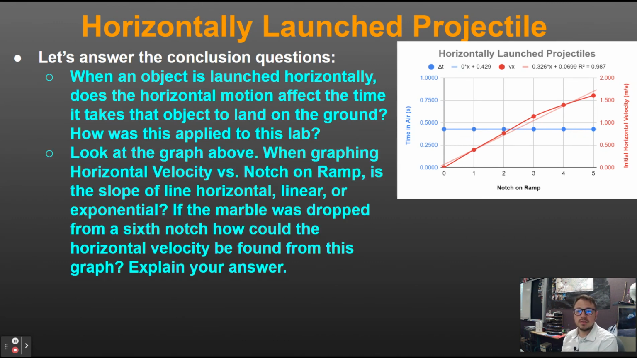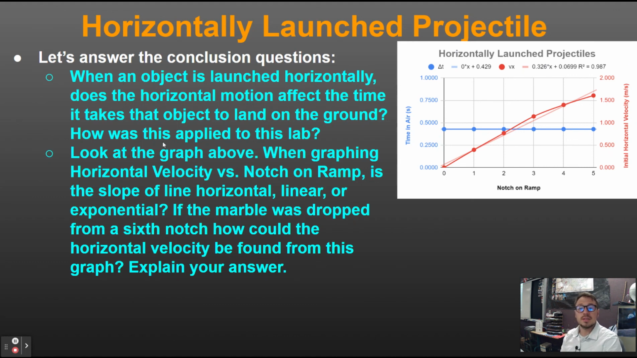Look at the graph above. When graphing the horizontal velocity versus notch on the ramp, is the slope of the line horizontal, linear, or exponential? So you can see that it's linear, right? It's about linear. I did put the r-squared value, so you can see it's pretty close to 1. So they're pretty close to that trend line.